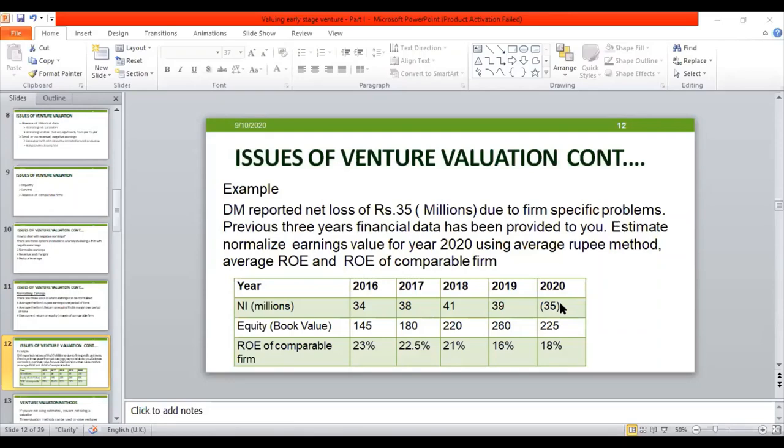So if we are calculating the net income based on the second method, what would we do? First, we need to calculate the return on equity for that particular company. Here the book value of equity is given and net income is also given. So you can calculate the historical return on equity rates. Calculate and tell me the historical average return on equity value for this firm.